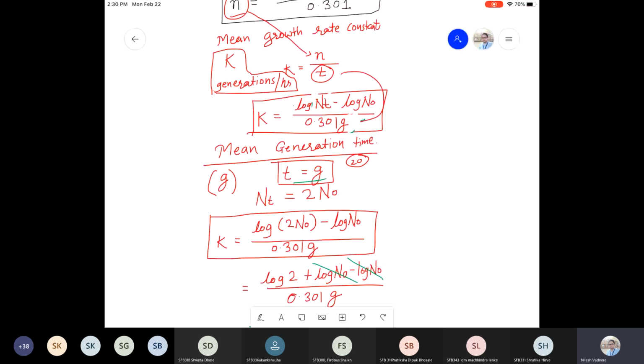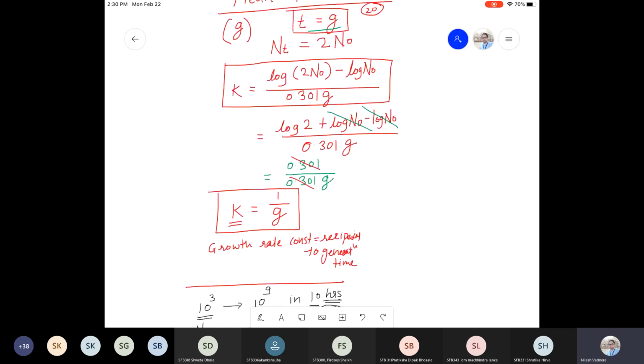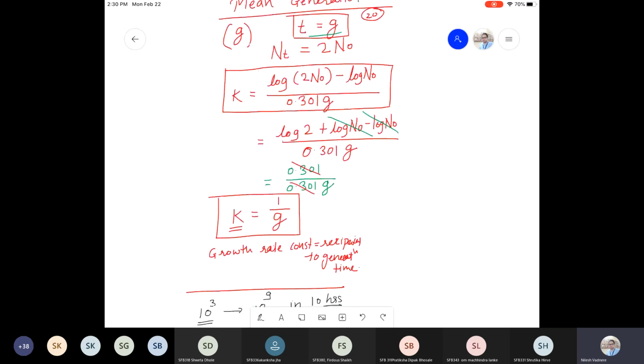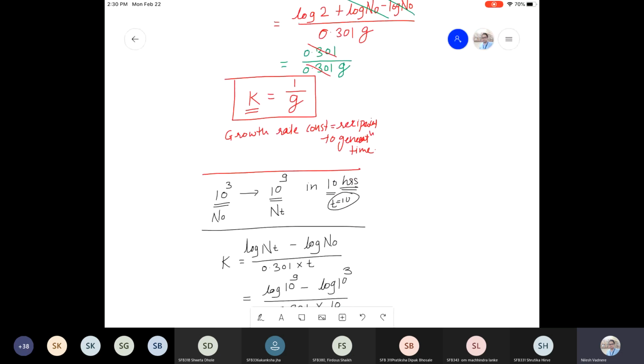And then we substituted the value of Nt into the equation for k, and we got this new equation, that is k is equal to log of 2 into N0 minus log of N0 divided by 0.301 into g. And then solving this equation for k, we got the relation between the growth rate constant and generation time, that they are reciprocal to each other. So k is equal to 1 upon g, or g is equal to 1 upon k.